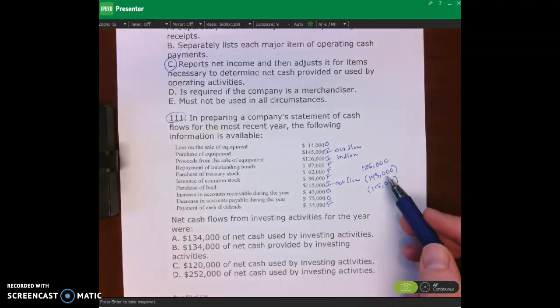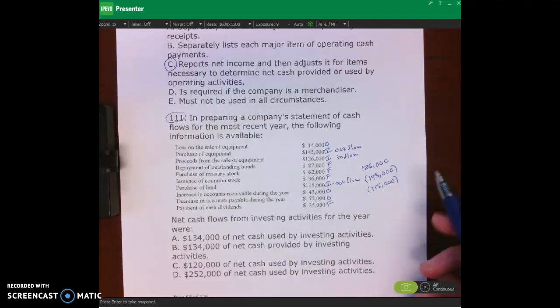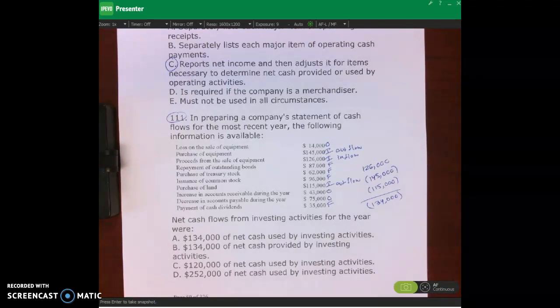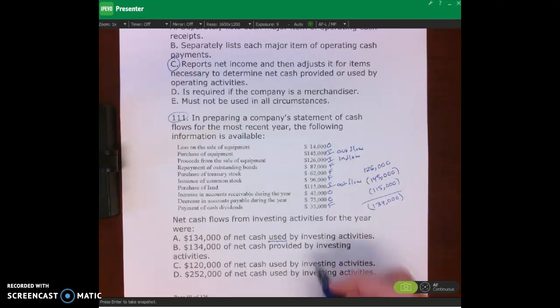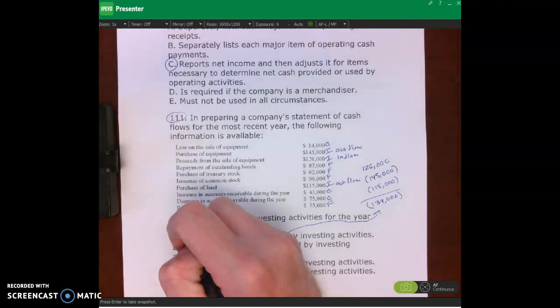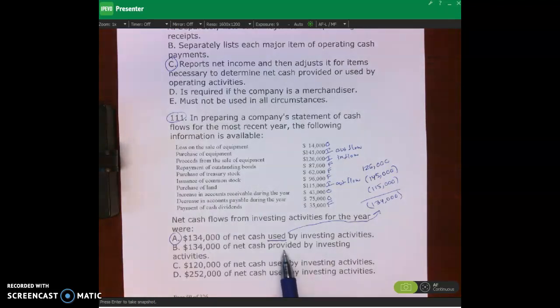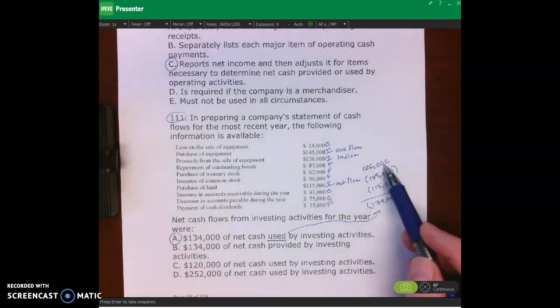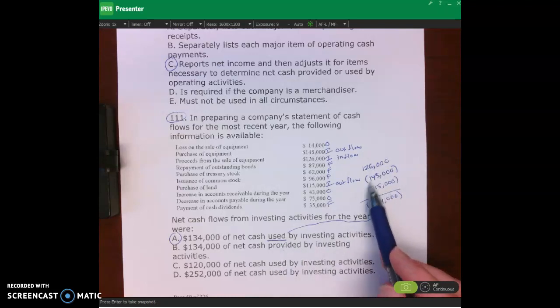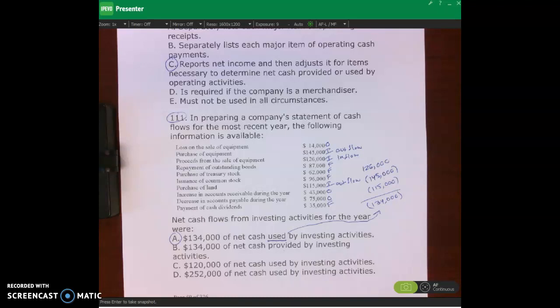So 126 minus the 145 minus the 115 gives me 134 net cash outflow. And that's why used would imply that net cash outflow. So the right answer is A. The reason the right answer is not B is because outflows are more than inflows, and that would mean used. If inflows were more than outflows, we would say provided. Okay? So that covers that.